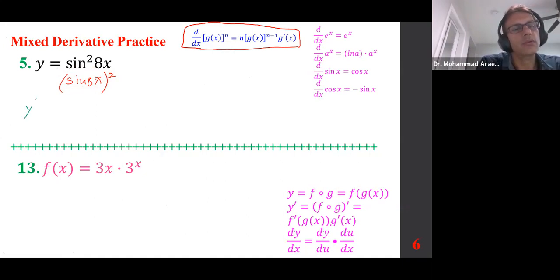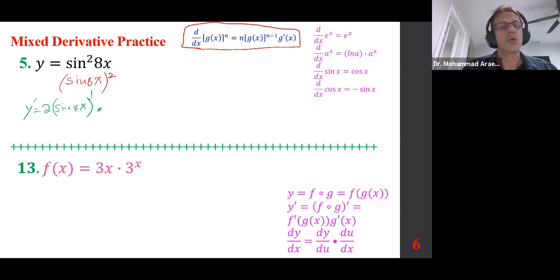y prime: the exponent becomes the coefficient. Sine 8x. I don't have to write to the power of 1, but let me write it just on purpose so you see what's going on. Now, the derivative of sine is cosine. Cosine of what? Whatever it is, 8x. And because it's not x, you need the derivative of this.